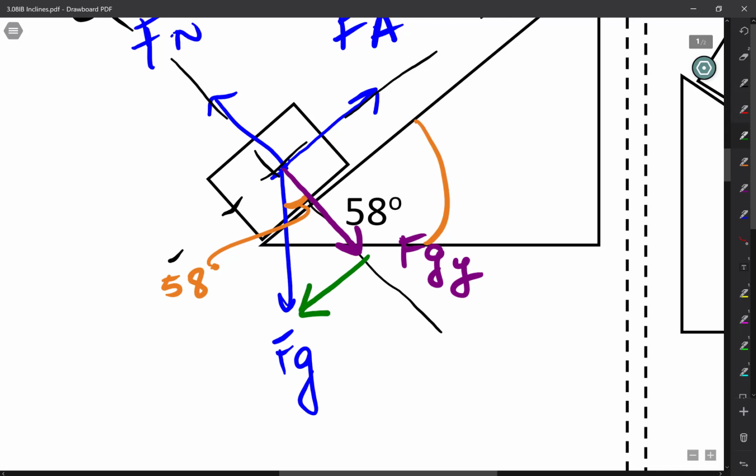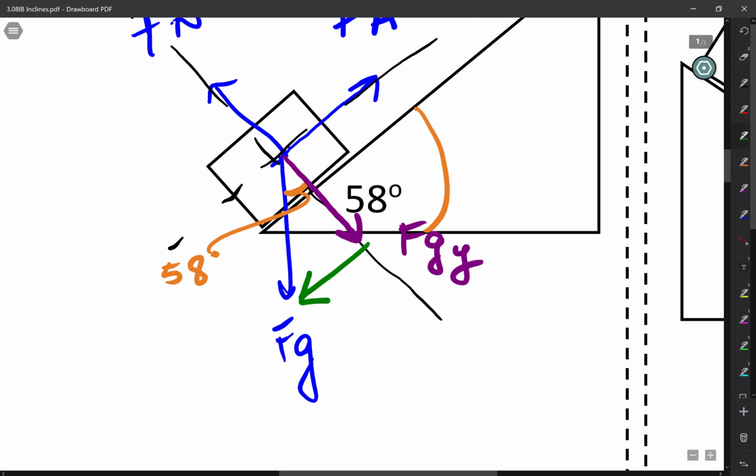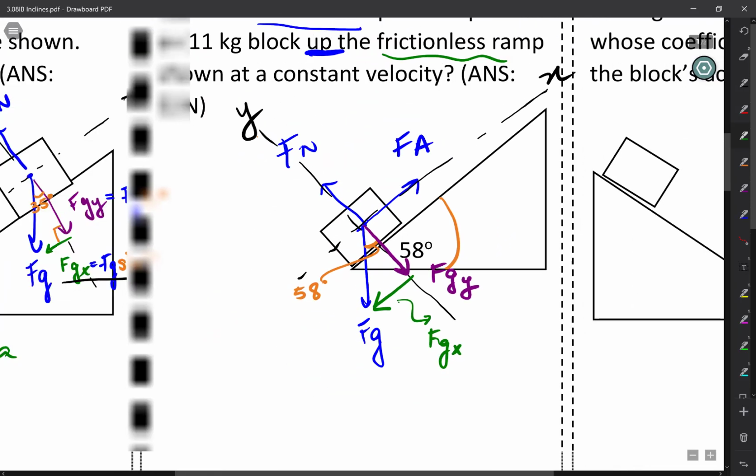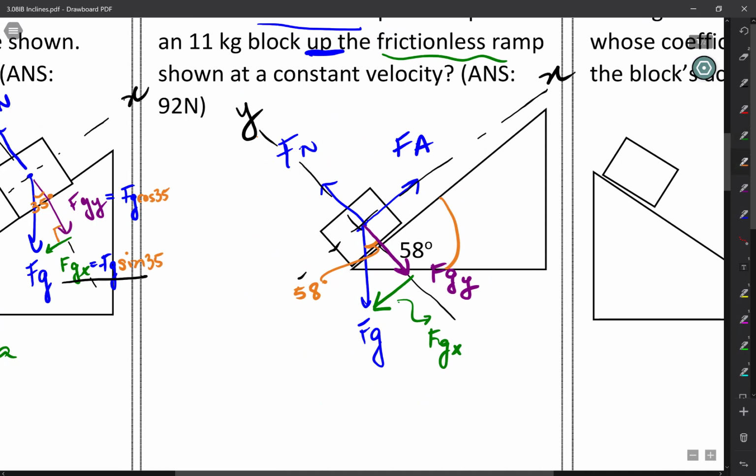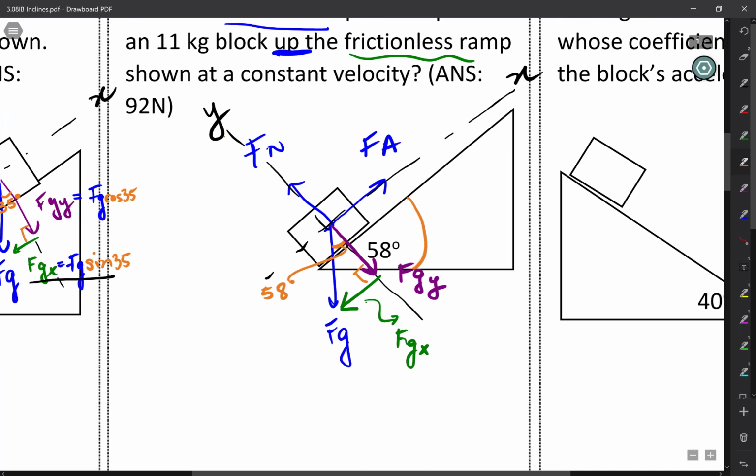Now this is the component of gravity going down the incline, which is our FGX. Based off of this angle and our right triangle, we can now use FG to write out the complete expression for each of these force components. So I have FGY equals FG. Since this is the adjacent side beside the angle of 58 degrees, this is cosine of 58 degrees.